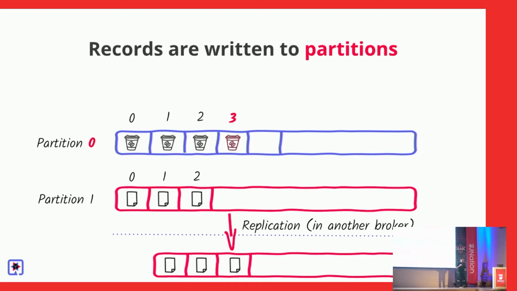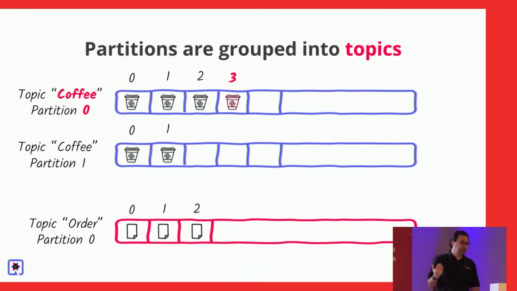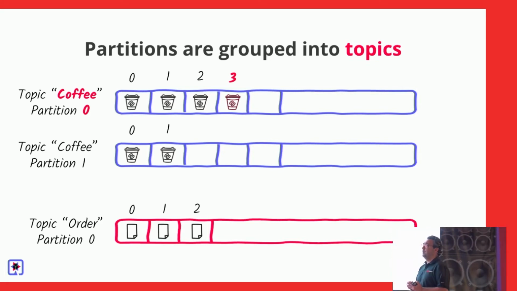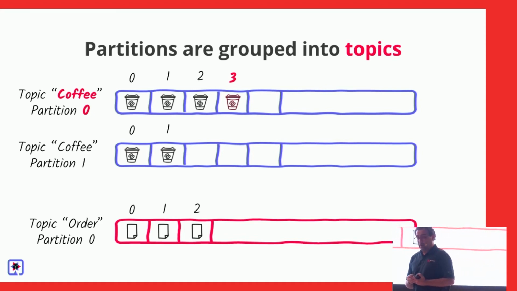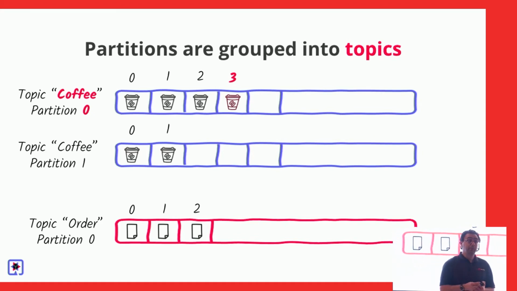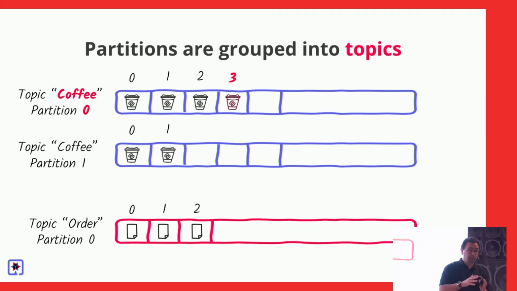The notion of partition is key here because that's also what limits your concurrency. We're going to see that. Your partitions are grouped into topics, and each topic can have one or multiple partitions. And as I said, it's what limits your concurrency. To write, no problem. Basically, when you write, Kafka will deduce on which partition it needs to be written.